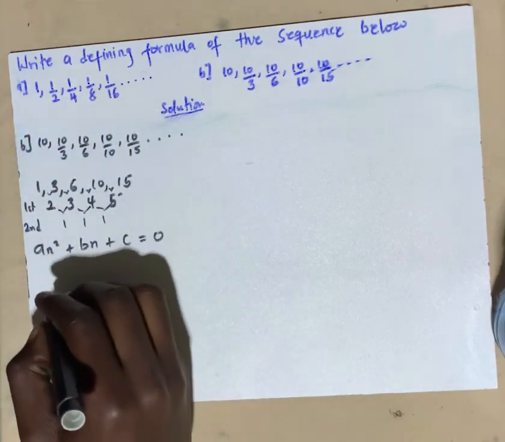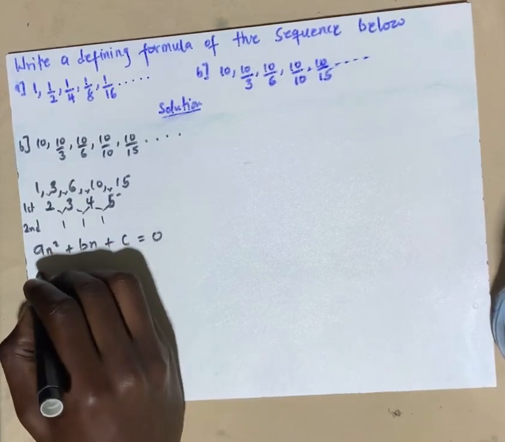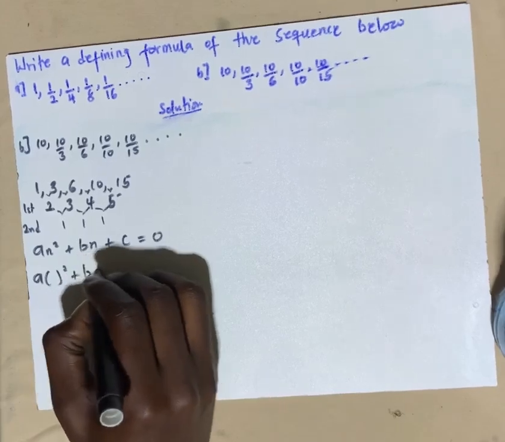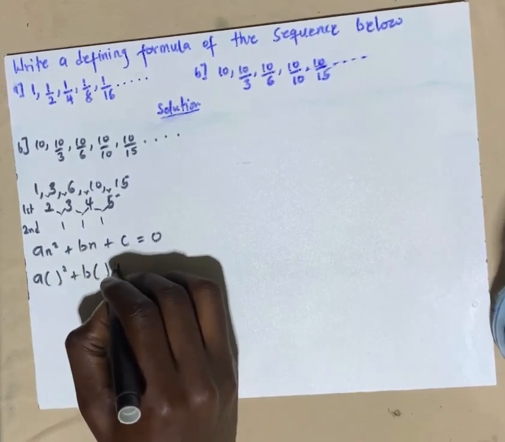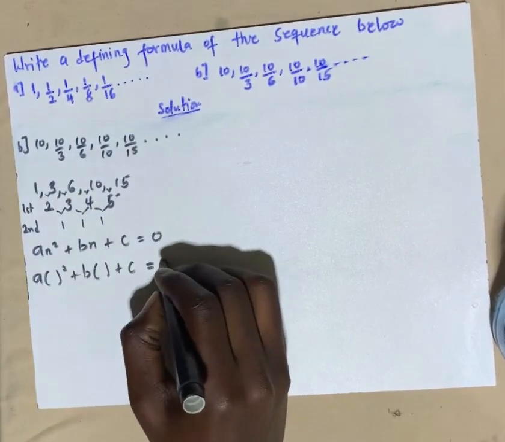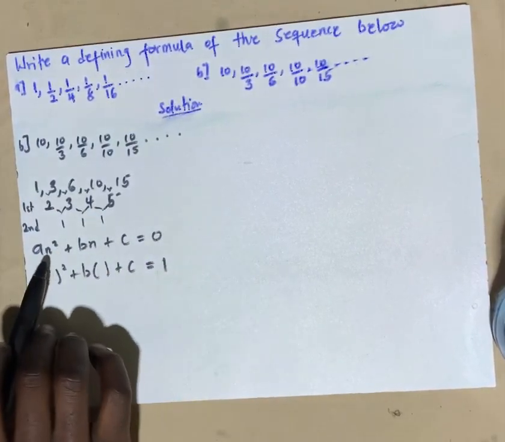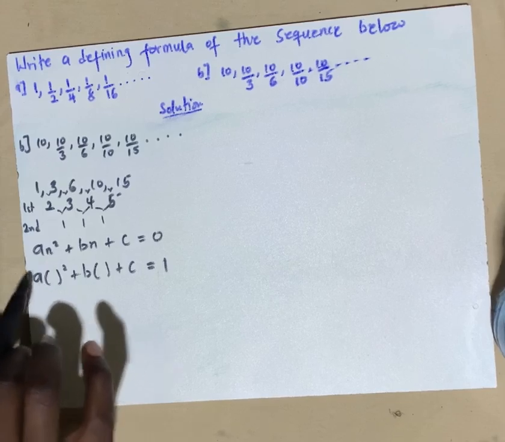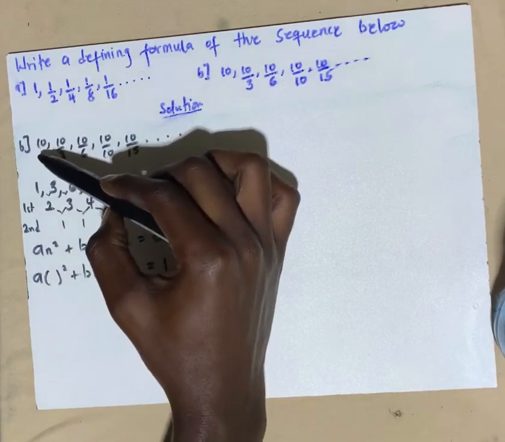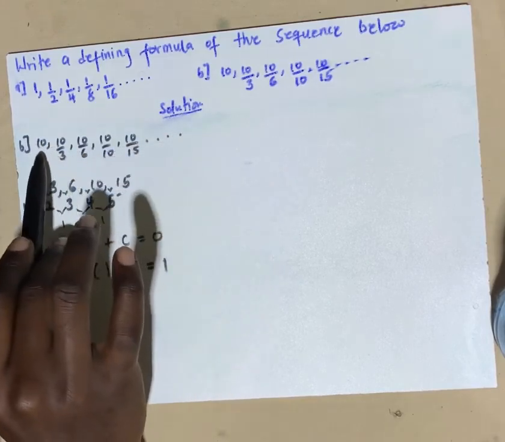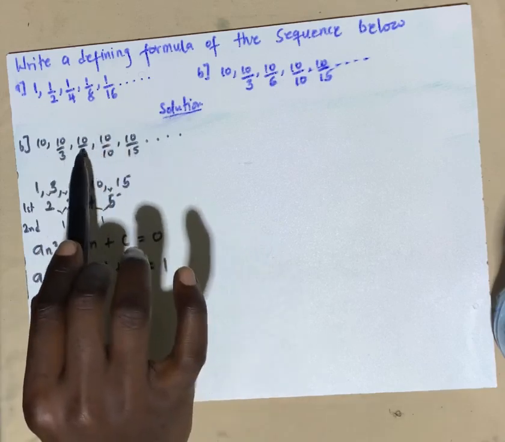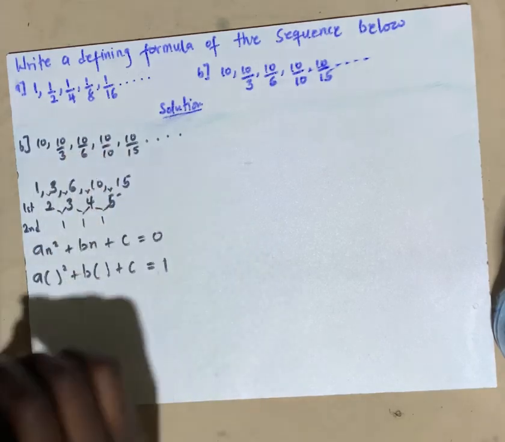So the first thing you can easily do is to what? Just write your a, put your bracket squared plus b, wherever you see n, you put a bracket plus c, which is equal to the first term, which is what? 1. Because we are trying to substitute 1 into the function to give us an output. So wherever you have 1, what are you supposed to get? You are supposed to get 1. Wherever you have 2, you are supposed to get 3. Wherever you have 3, you are also supposed to get what? 6.